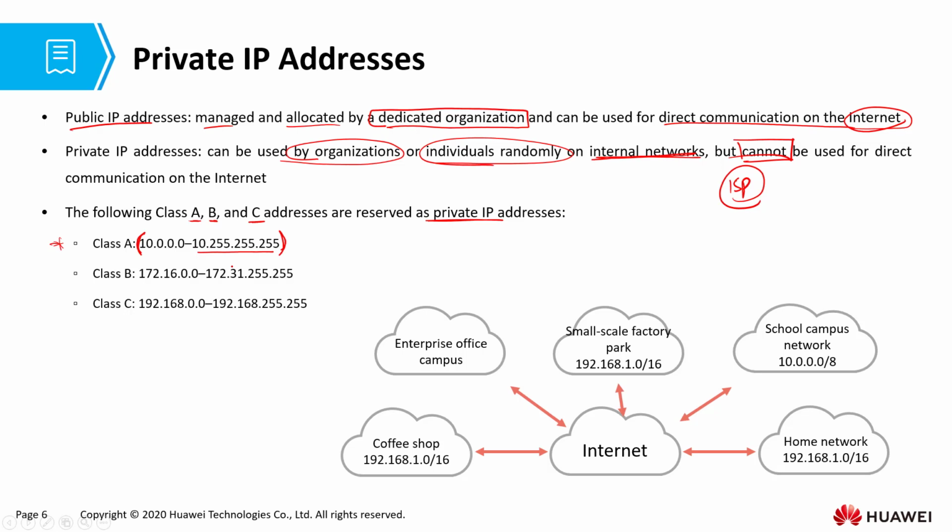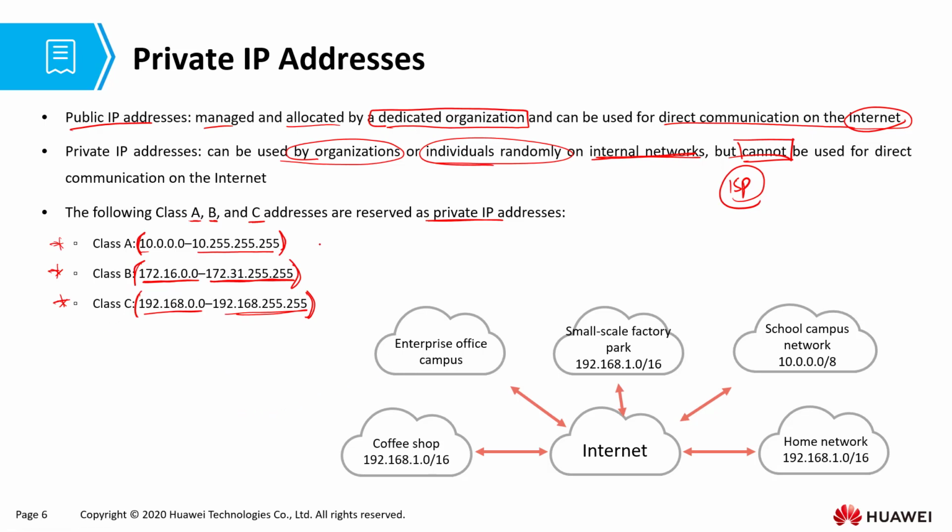These can only be used in the private. Remember, class A starts all the way from 1 up to 126, but the 10 range, 10/8, is all reserved for private addresses. In class B, you can see that 172.16.0.0 all the way up to 172.31.255.255, these are reserved as private addresses. They cannot be routed over the internet. In class C, 192.168.0.0 all the way to 192.168.255.255 are reserved as private IP addresses, and they cannot be routed over the internet.